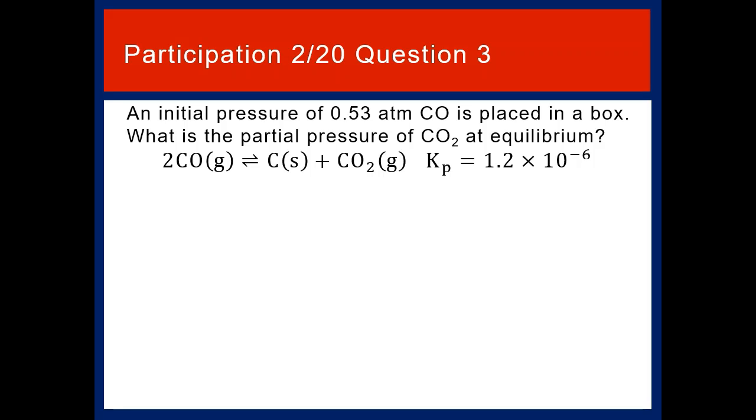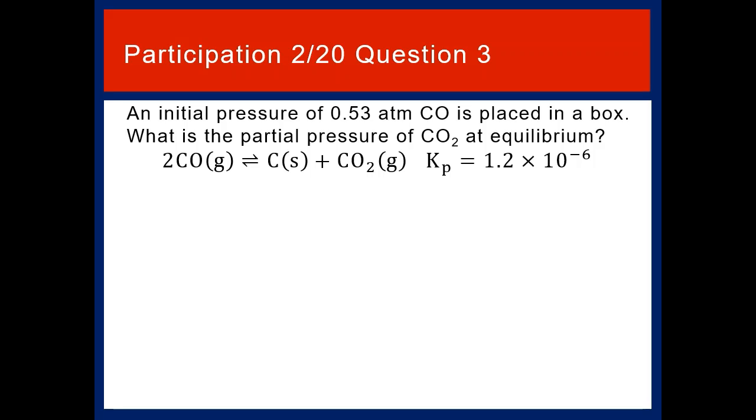Participation 220, question 3. An initial pressure of 0.53 atmospheres of carbon monoxide is placed in a box. What is the partial pressure of carbon dioxide at equilibrium? The reaction is 2 carbon monoxide becomes carbon and carbon dioxide. Kp for this is 1.2 times 10 to the negative 6. This is the third question on participation 220, due Friday, February 20th at 11:59 p.m. over on Blackboard. The link to the assignment is below the document where these videos are posted.